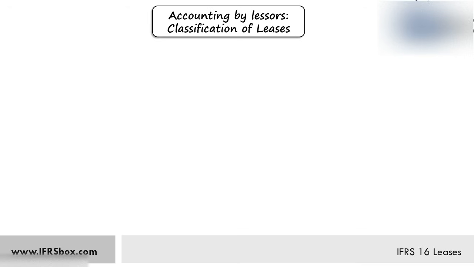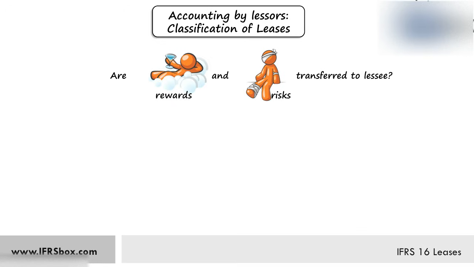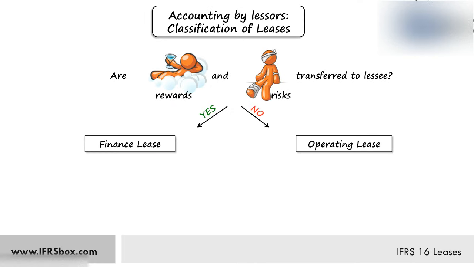So the principal question is, are substantially all rewards and risks of ownership of the leased asset transferred to the lessee or not? If yes, then the lease is a finance lease, and if not, then the lease is an operating lease. You should answer this question right at the inception of the lease. Luckily, IFRS 16 states about 5 basic situations that normally lead to the lease being classified as finance. If only one of those situations happens, then the lease is finance.